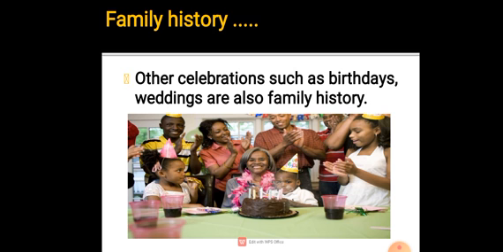I'm sure when he grows up, he will tell his children, when I was a young boy, my parents celebrated a birthday for me and my family was around. We ate and enjoyed ourselves. The cake was delicious, the drinks were tasty. I'm sure he will remember. And when he shares that past, he is saying his family history.